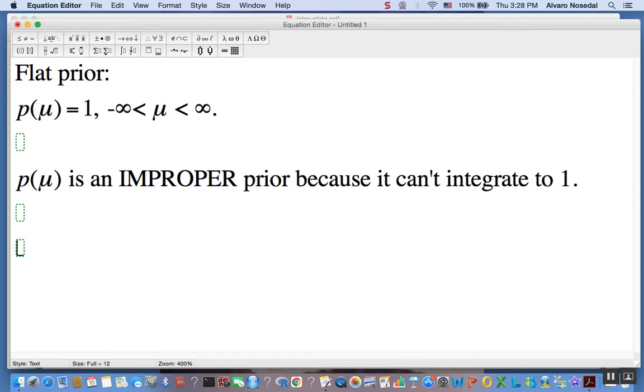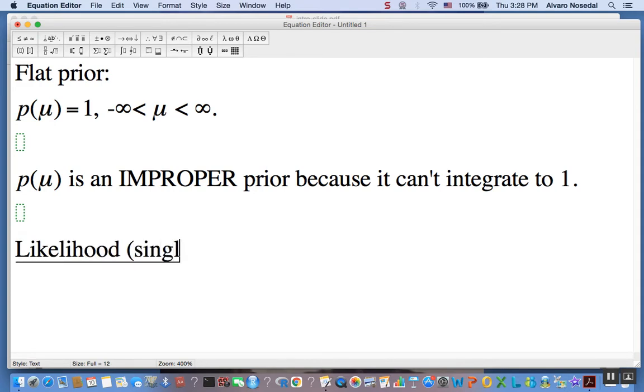However, it turns out that this improper prior works fine. So let's think about it. We have this as our prior. We call it a flat prior. We also know that it's improper, meaning that it doesn't integrate to 1. Now let's talk about the other ingredient that we need if we want to use a Bayesian approach: the likelihood.